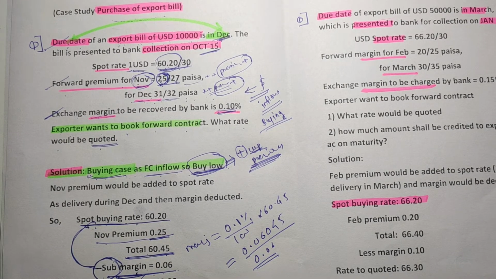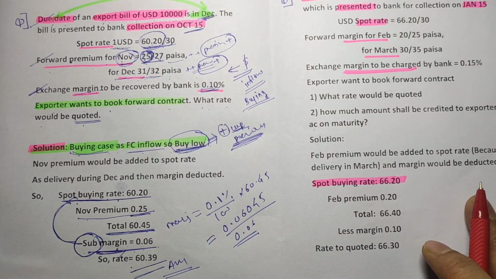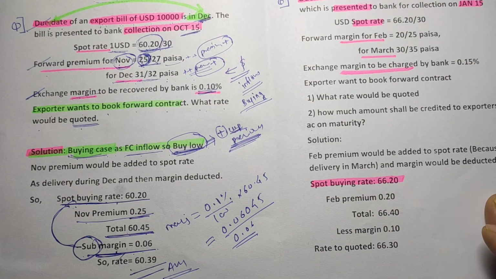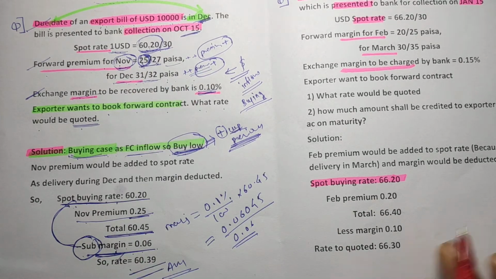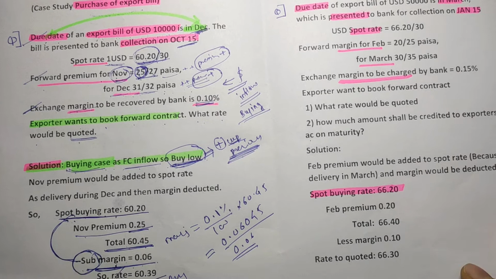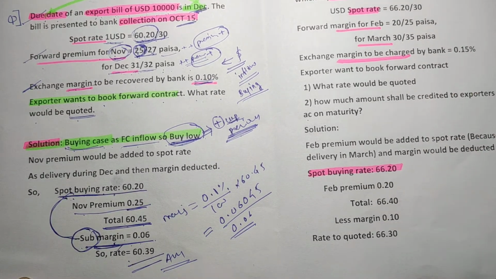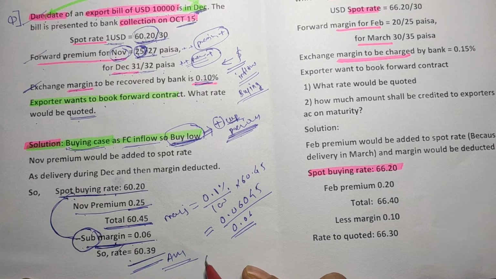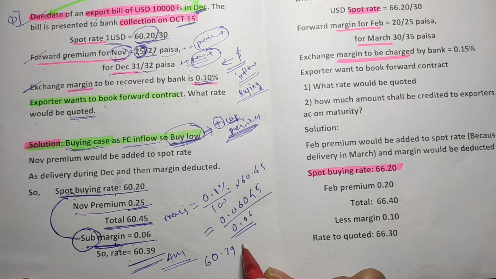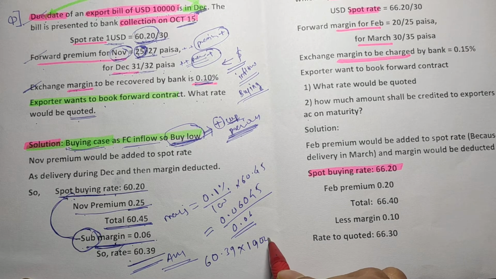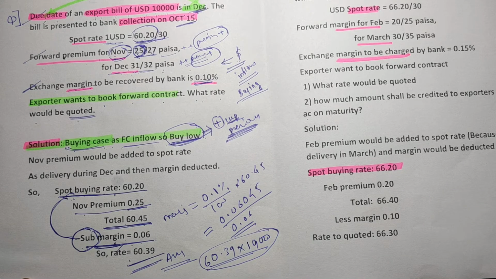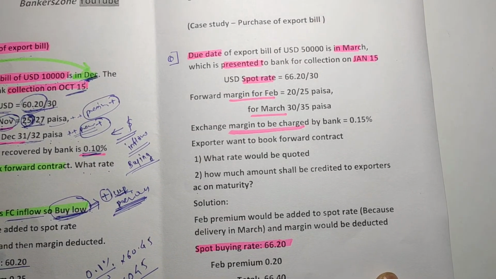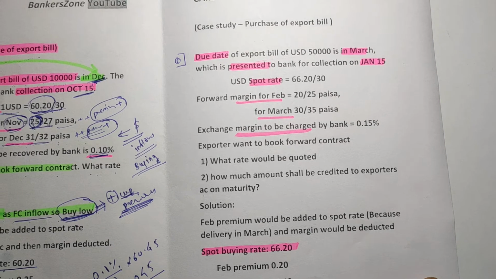That means 60.39 is the rate that you are going to quote to the customer against the export bill of 10,000 US dollar. If they ask what money you are going to use for that, you just do 60.39 into 10,000 US dollar. But they have not asked for the money, they have just asked to quote the rate, so that rate you have to quote. Okay, now the next numerical, the next case study.